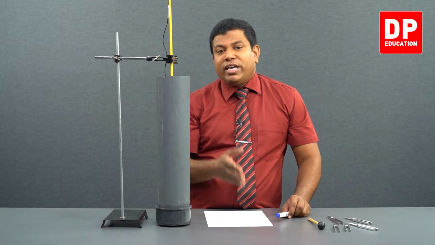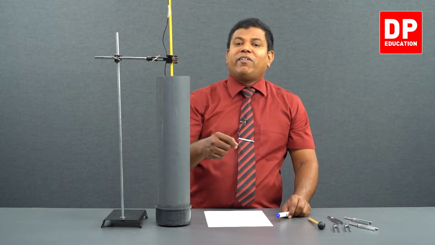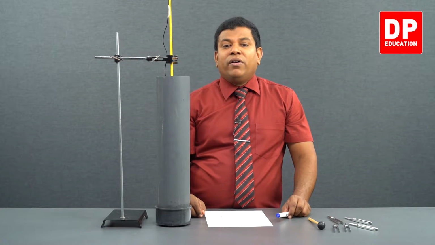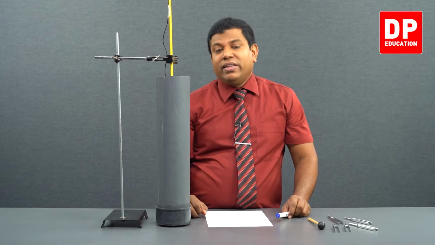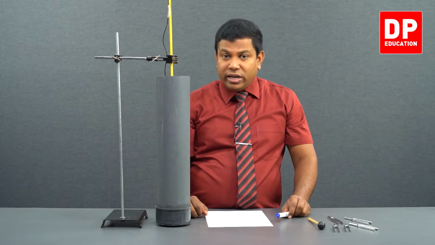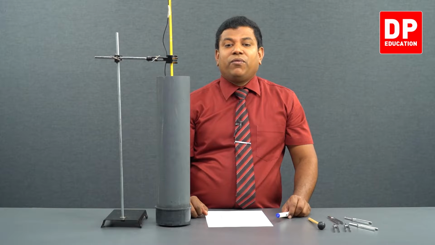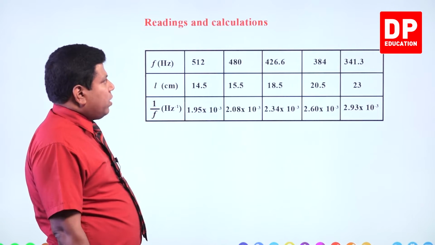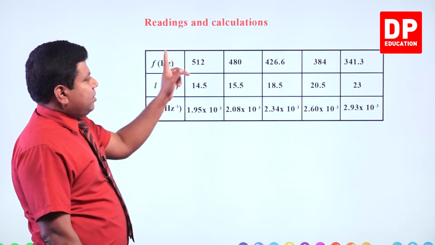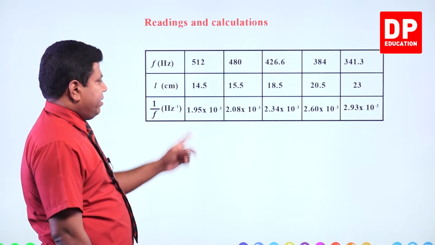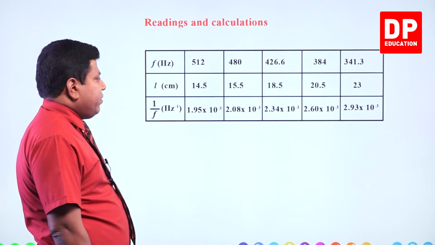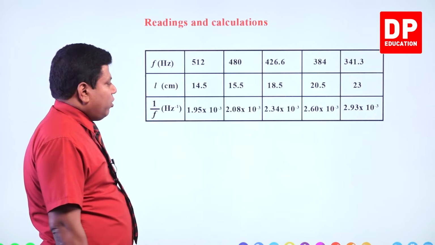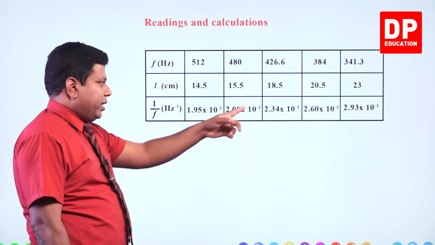Without correction, it has to be y equals mx, but with correction, it can be y equals mx plus c as well. From the gradient, we can find the velocity of sound. From the intercept, we can find the end correction. Now, let us draw the graph and see what values we are getting for V and E. You can see that I have recorded the readings. These are the frequencies that we used, and the fundamental resonance length we have got. For the frequencies I have calculated the inverted values, 1 over f, and included them here.